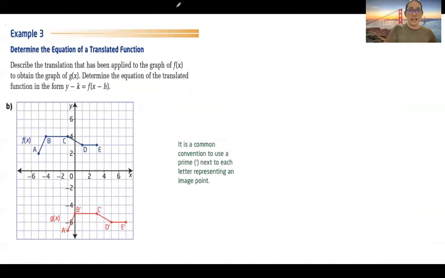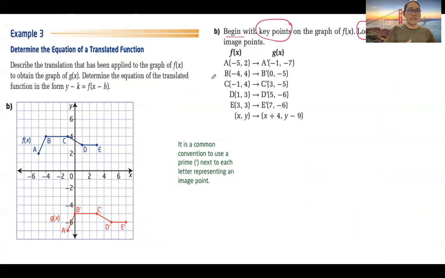Same instruction as we had in letter A, for example 3. So what will we do first? Again, begin with the key points on the graph of f of x, then locate the corresponding image points. As you can see in here, this is our base function. It's very obvious. For letter A, you have -5, 2, then -4, 4, and so on and so forth until 3, 3. It's here.